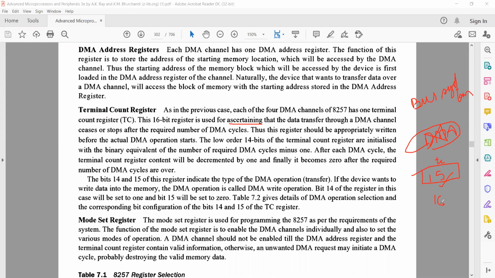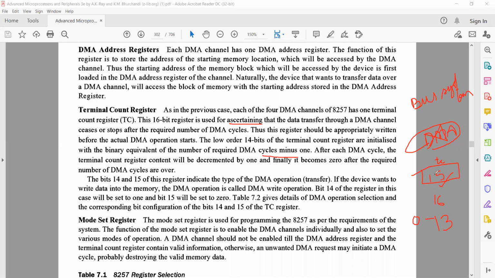It is of 16-bit size. The lower 14 bits, that means 0 to 13. So lower 14 means what? Bits 0 to 13 of the terminal count register are initialized with a binary equivalent number of required DMA cycles minus 1.